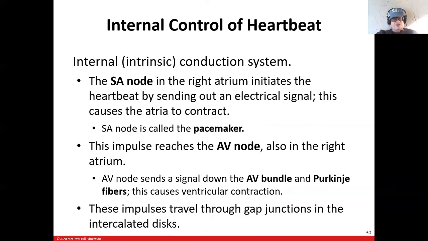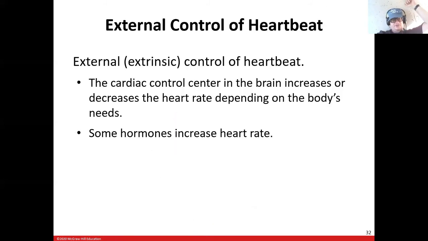so the impulse travels. Okay, the AV node sends a signal down the AV bundle and the Purkinje fibers that causes ventricular contraction. Totally true. Impulses travel through gap junctions in the intercalated discs. We already talked about that. If you contract one heart cell, you contract them all because you're sending the electrochemical signals from one cell to the next one through the intercalated disc. The gap junctions are the little tubes that go through that intercalated disc.